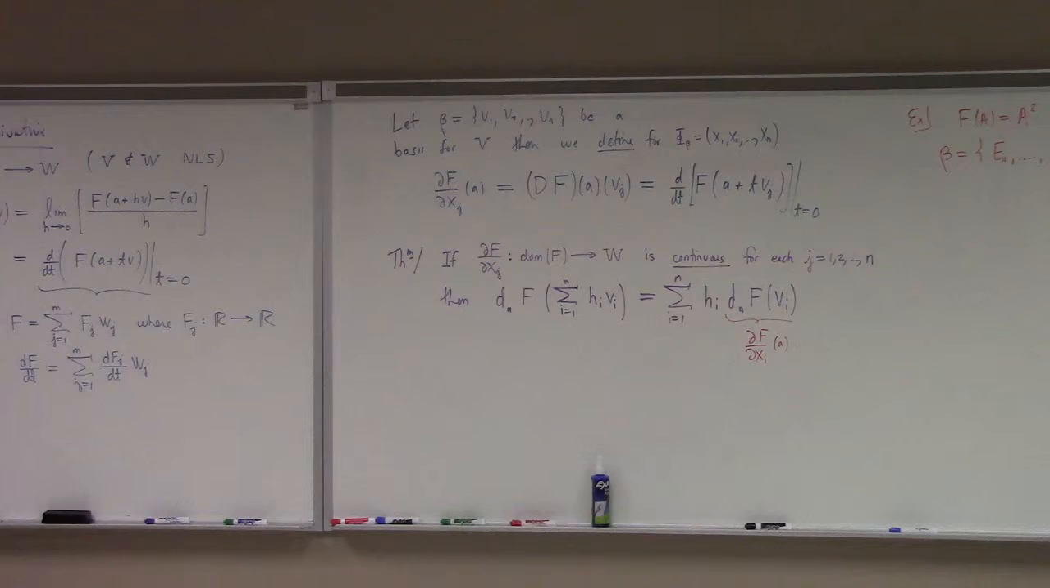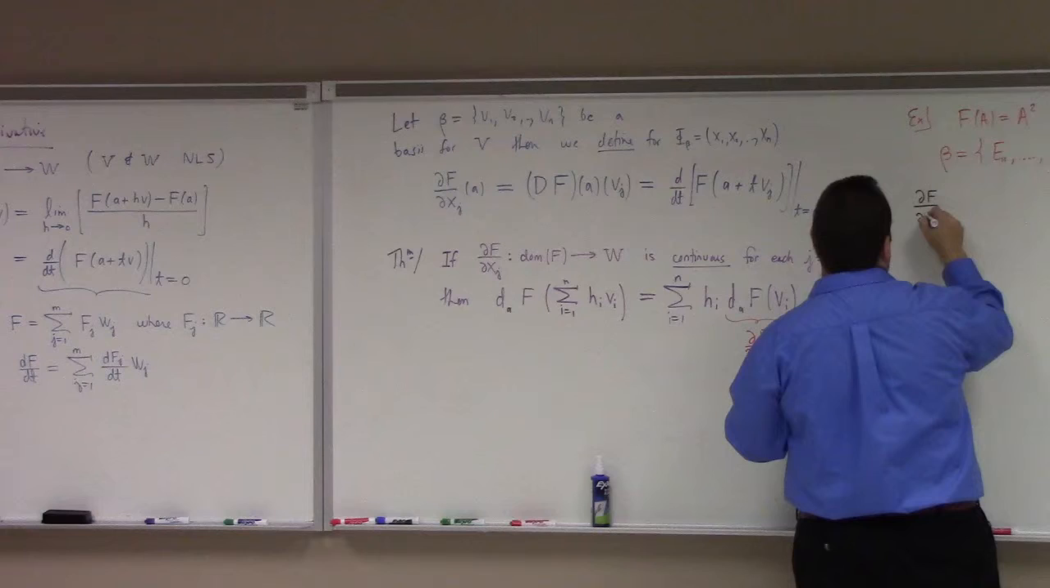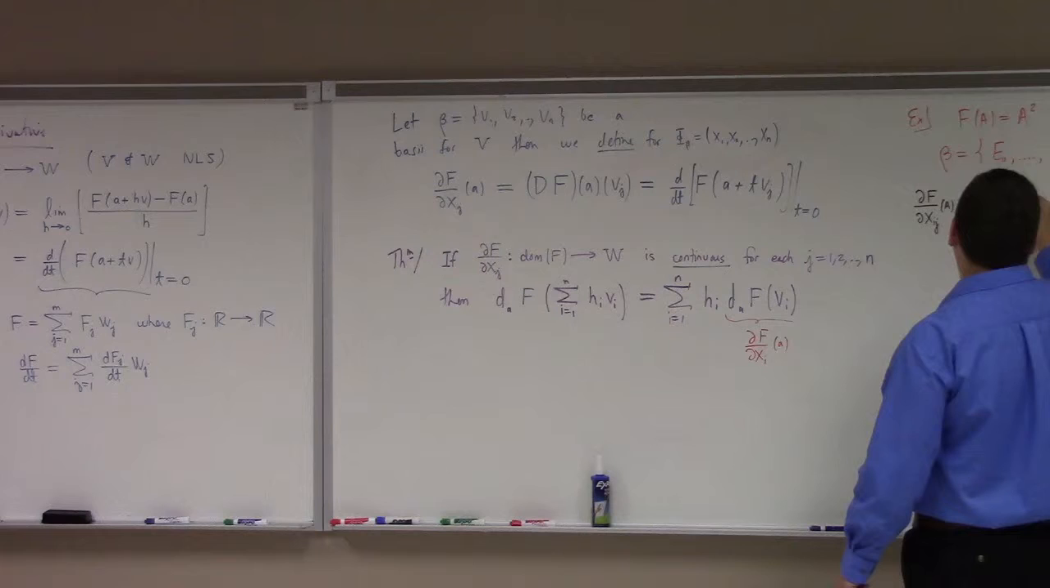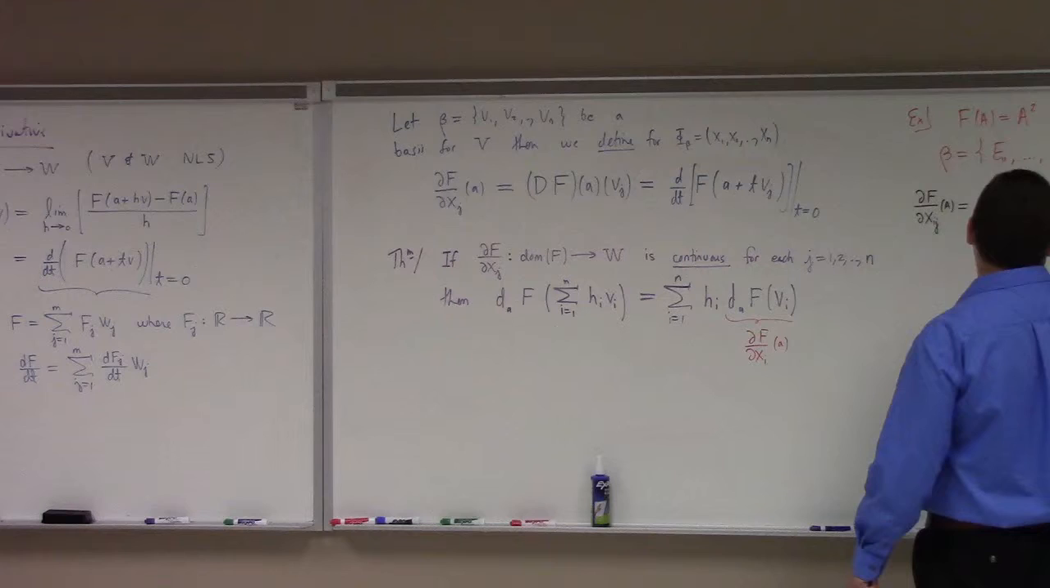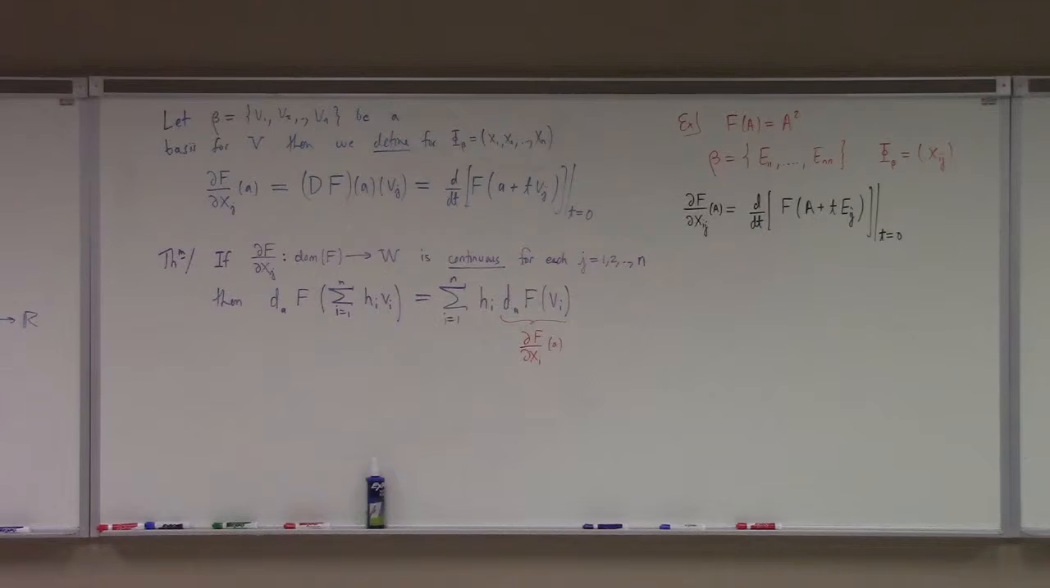And so let's actually calculate that partial derivative then, okay? And then I'll show you the t equals 0 thing explicitly. So partial f, partial x_ij at the point A is supposedly what? By definition, d/dt of what? What do we do? f of A plus t times E_ij. Right? So what is it?